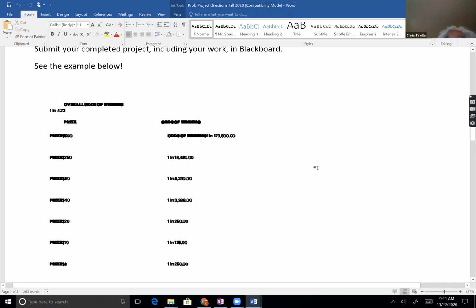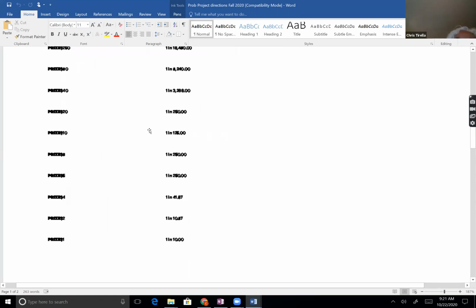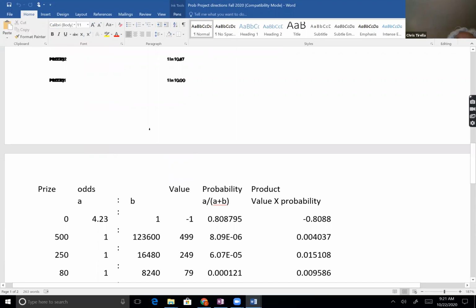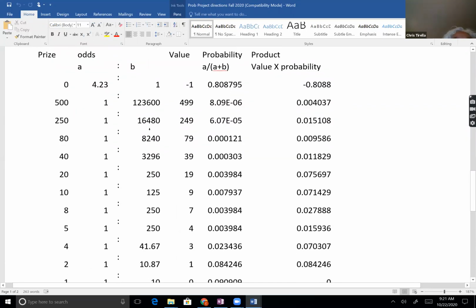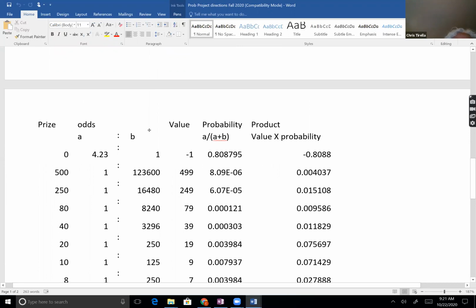So this is the way it looked on the website last year, but it's focusing on the overall odds of winning the prize. I did an example for you and included one of my spreadsheets. What they don't have in there is losing. And so losing the prize is 0.